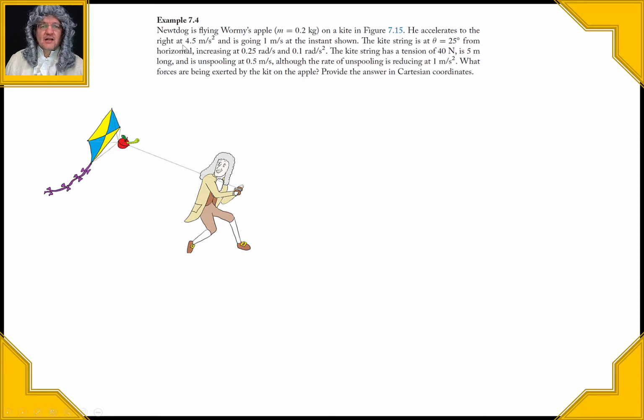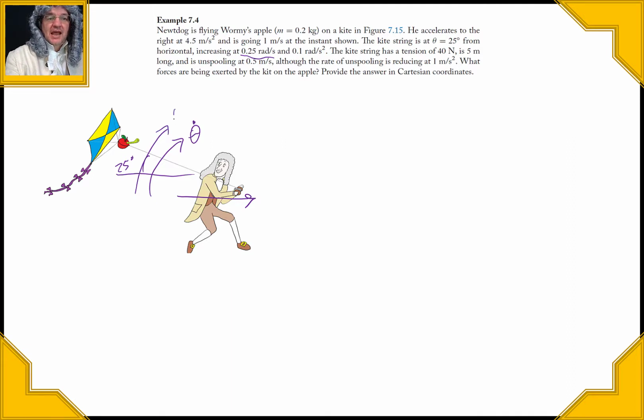Newt Dog is accelerating by 4.5 meters per second squared in that direction, and traveling at that instant at 1 meter per second. The kite is at 25 degrees from the horizontal, right? So this right here is the 25 degrees. And it's increasing, right? It's increasing this way by theta dot of 0.25 radians per second.